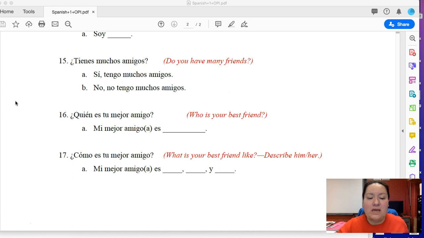Describe that person to me. So notice that I have three blanks on the answer here. I want you to come up with three good adjectives to describe your best friend. So, mi mejor amiga es bonita, inteligente, simpática, amable, generosa y cómica. All of those adjectives could describe my best friend.